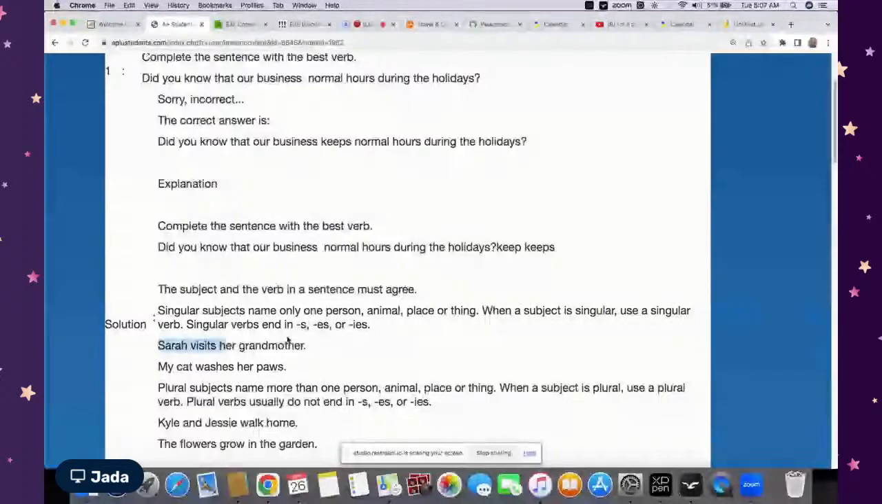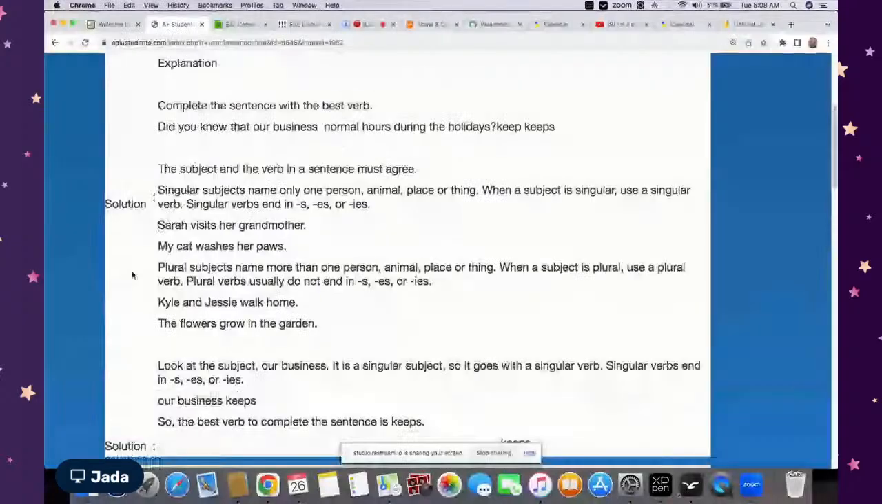And then moving on, we will go to the plural. Like I said, the plural subject goes with the plural verb. But one thing you should note is that plural verbs do not end in s, es, or ies. Only the singular verb and singular subject have the es or s, right? The plural subject and the plural verb do not have s or es.